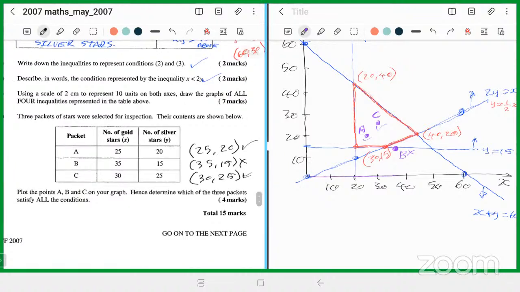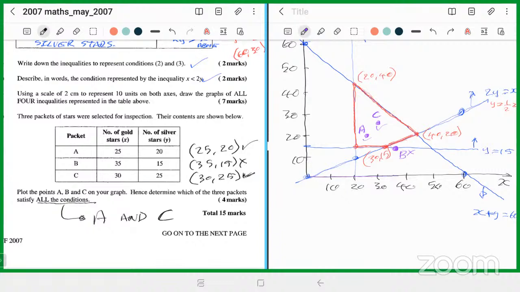The question says, determine which pockets satisfy all the conditions. All the conditions are satisfied by pocket A and pocket C. B failed. B is outside the region. Are you okay with that? Very good? Yes, sir. All right.